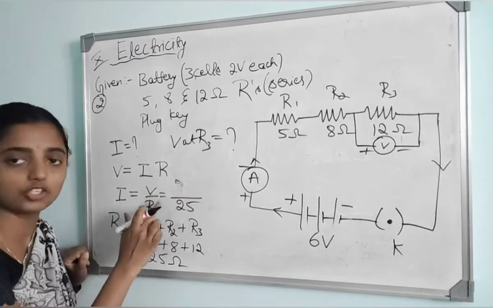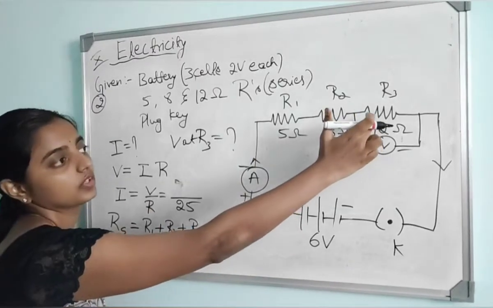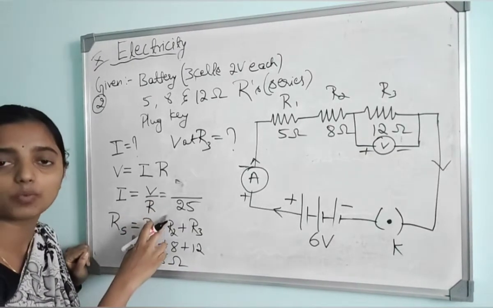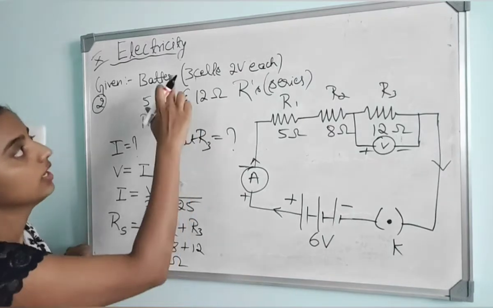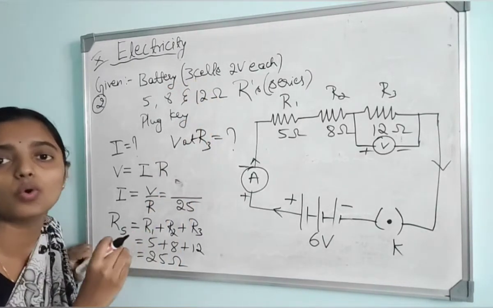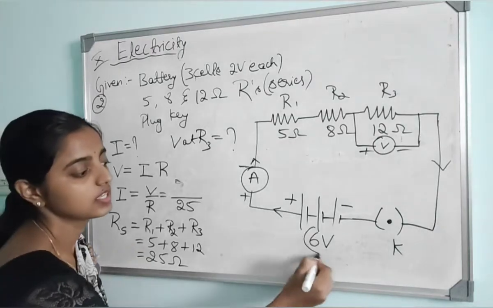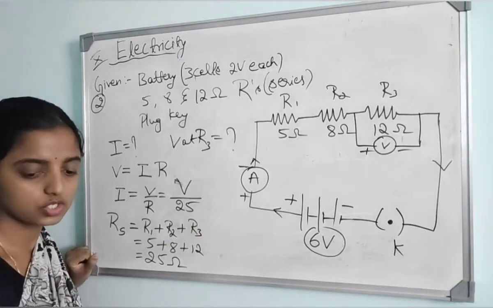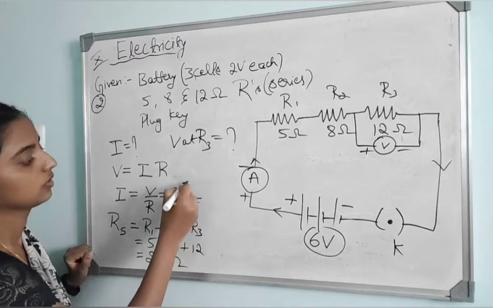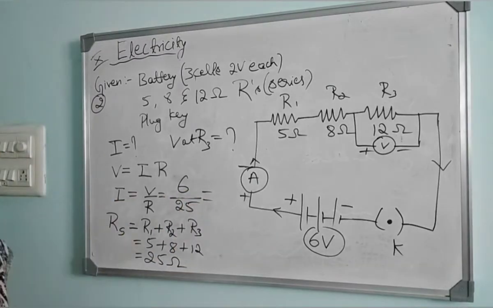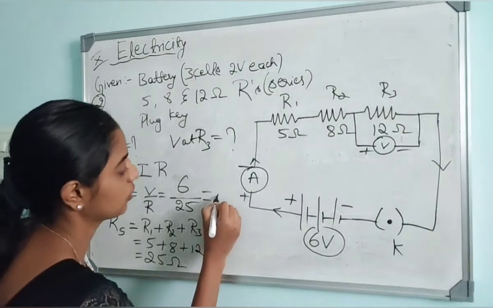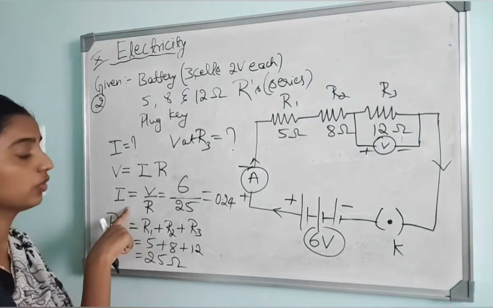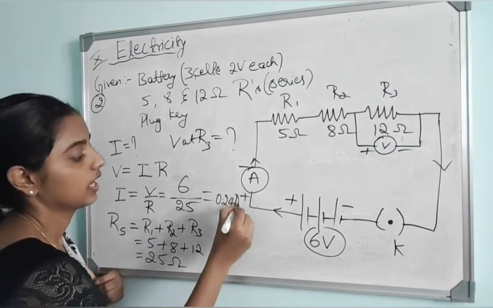Now what is V? V we need to find out is the potential difference at R3. But here we have V. What is this? Voltage. Is it given in the question? Yes, it is given in the question. What is that? 3 cells of 2 volt each. That means 6 volt. So that is nothing but 6 voltage. Now calculate this one. 6 divided by 25. How much will you get? 0.24. And what is the unit? Here you wrote ohm, and the unit for current is ampere.